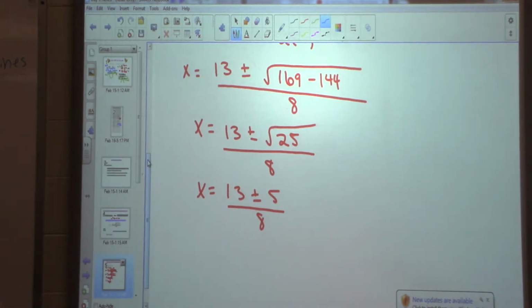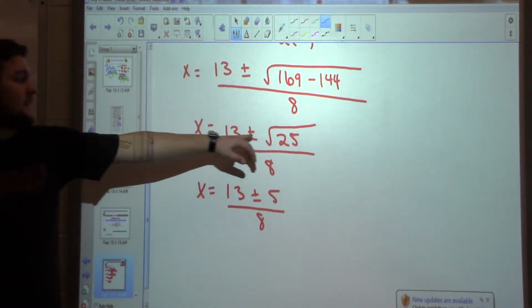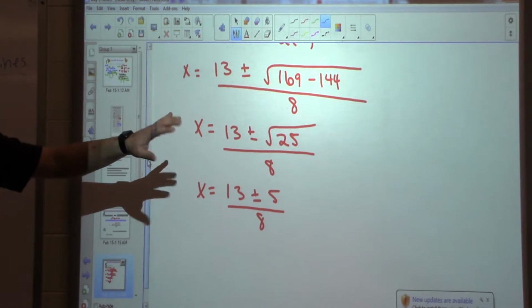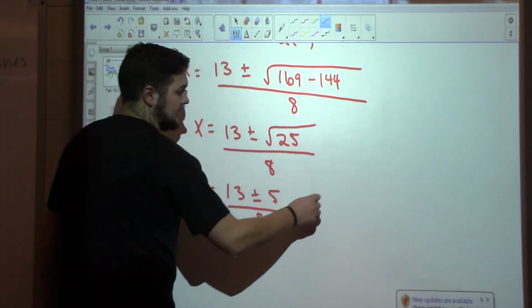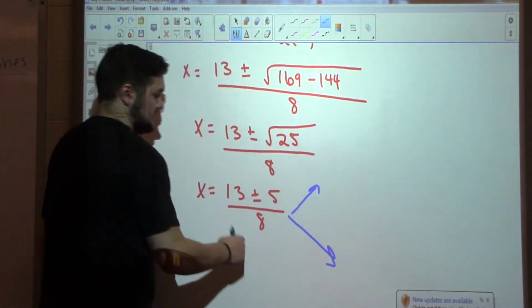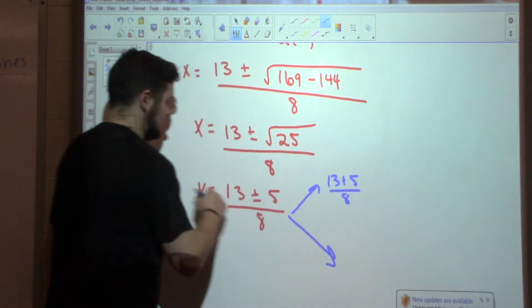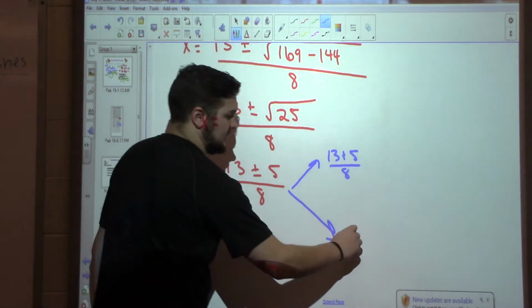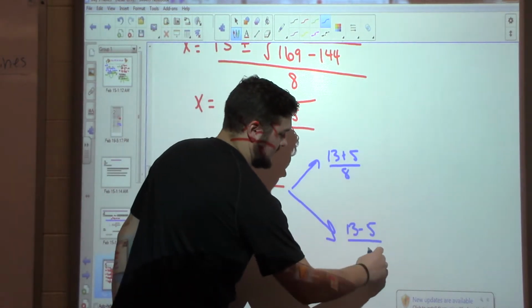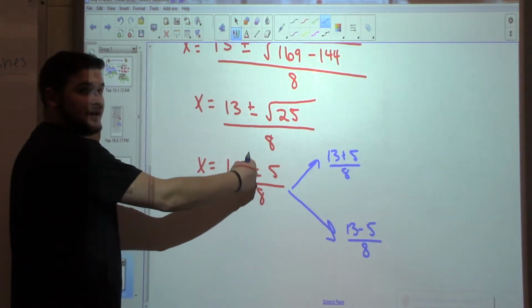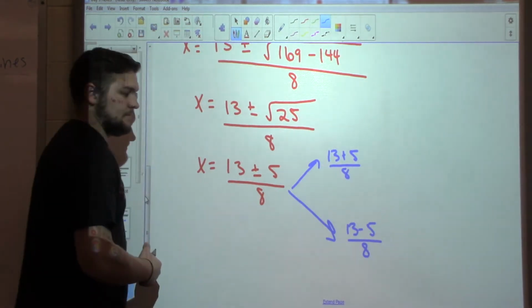Right? So what I'm going to do from this point, if my radical goes away, if I take the square root and everything goes away like that, I'm going to split it up into 2 pieces. First one's going to be 13 plus 5 over 8. Second one's going to be 13 minus 5 over 8. So I took my plus minus here, and I split them up.